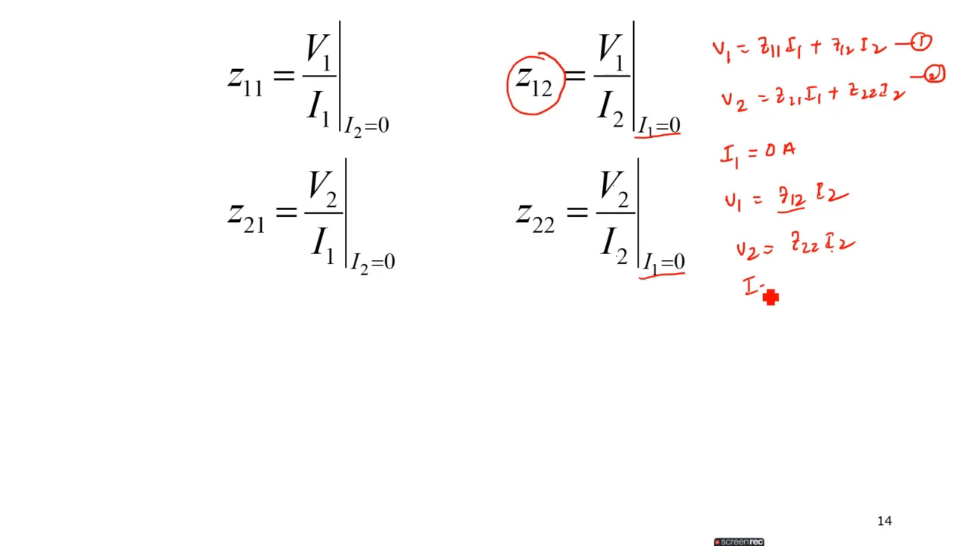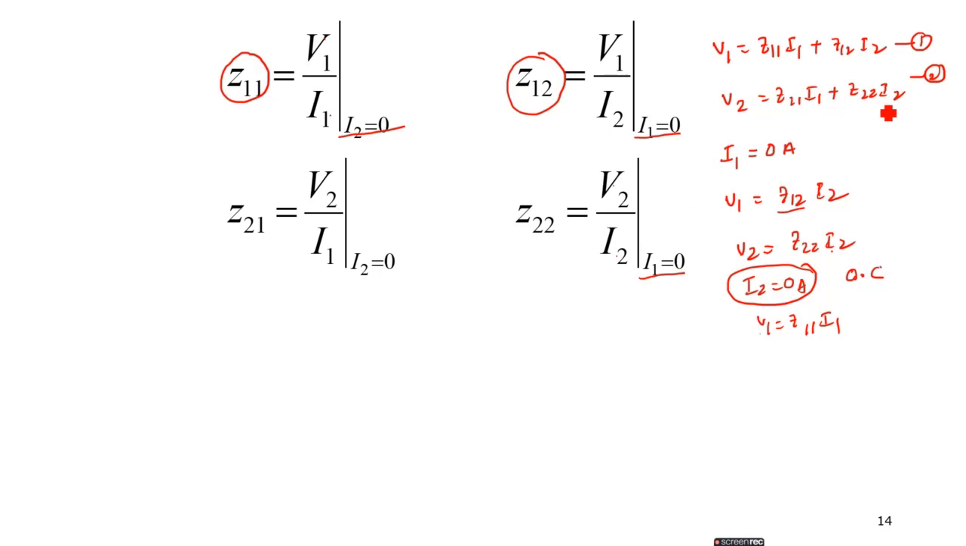Alright, let us make I2 as 0. What is the meaning of I2 as 0? The output port is open circuited. If that is the case, what happens? Substitute I2 equals 0 in equations 1 and 2. So this term is 0. We will get V1 equals Z11 into I1. So you can see here, Z11 equals V1 divided by I1. That is written here. The condition is the output port is open circuited.